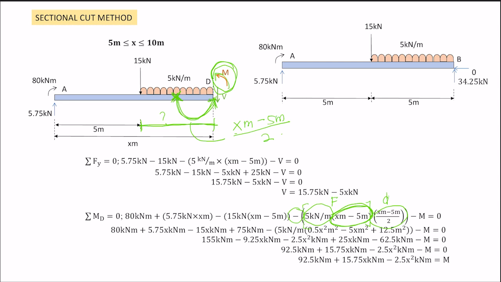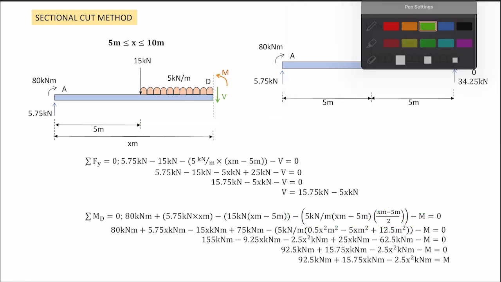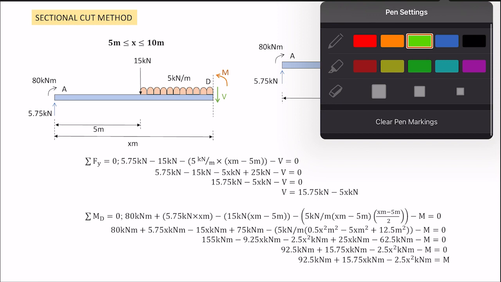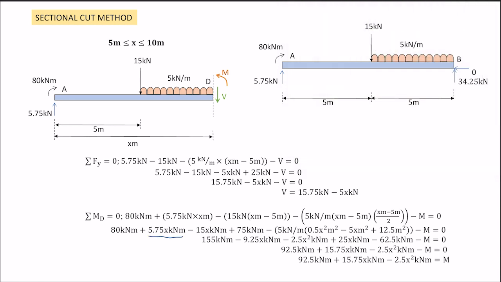It is counterclockwise, therefore minus M here equal to 0. Then you can simplify. To simplify this, you have to be very careful, afraid of multiplying wrongly. Usually you just multiply directly. This multiplied by this, you get negative 5X kilonewton meter. And negative 15 kilonewton meter times negative 5 meter, so it becomes positive 75 kilonewton. To multiply this one, you have to be a bit careful. It doesn't matter which one you multiply.